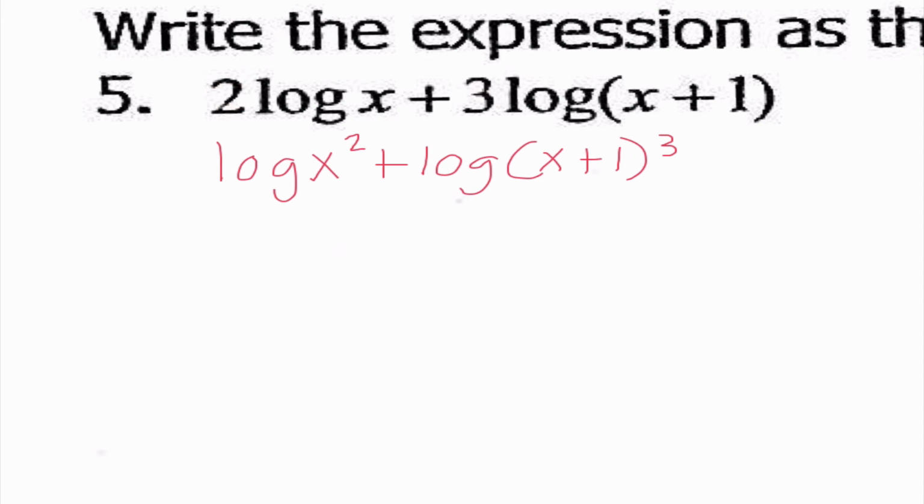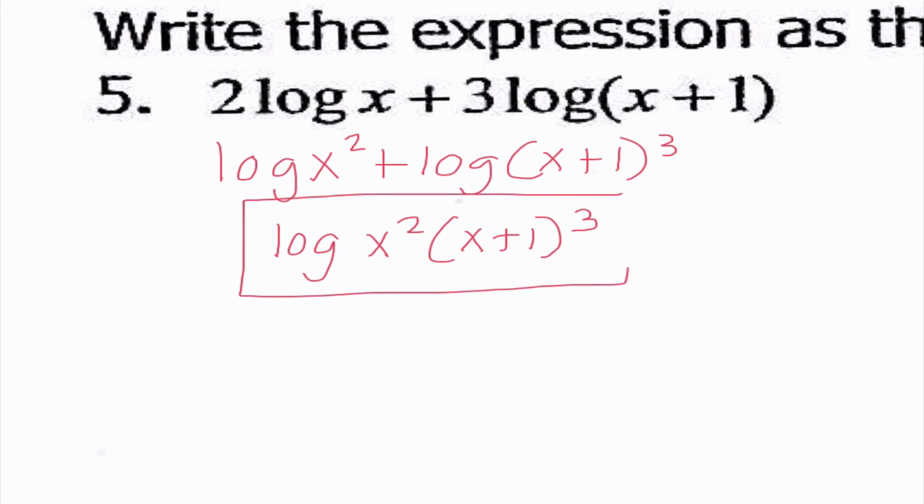Next, I need to still condense this into a single logarithm. I know I'm not done because I can clearly see I have 2 separate logarithms here. So since it's addition, we know addition goes with multiplication. So I have log of x squared times the quantity x plus 1 cubed. And quite honestly, at this point, I don't really care if we do anything more with that.